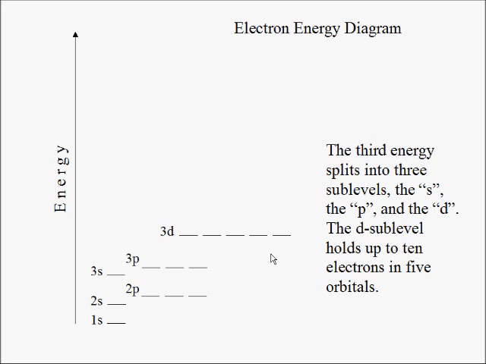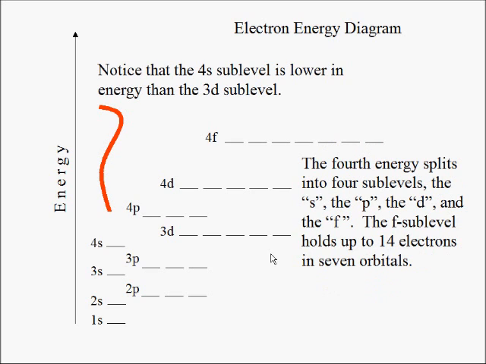We go to the fourth energy level. Notice that the 4s is lower in energy than the 3d. So if we start with the bottom and work our way up, we'll come to the 4s sublevel before we come to the 3d sublevel. You'll see later on that that's important.